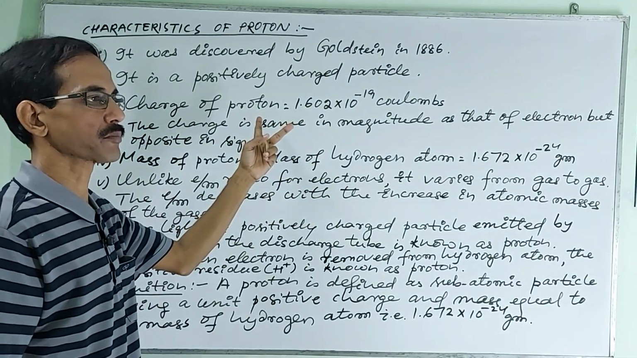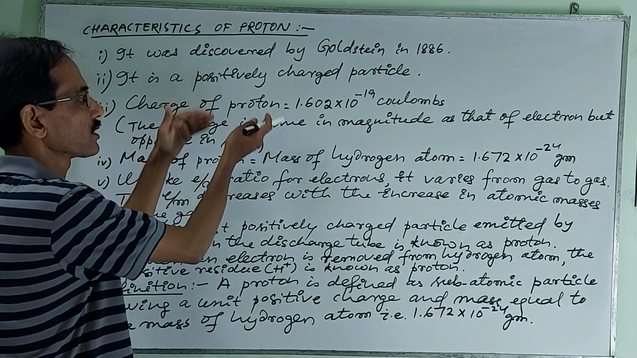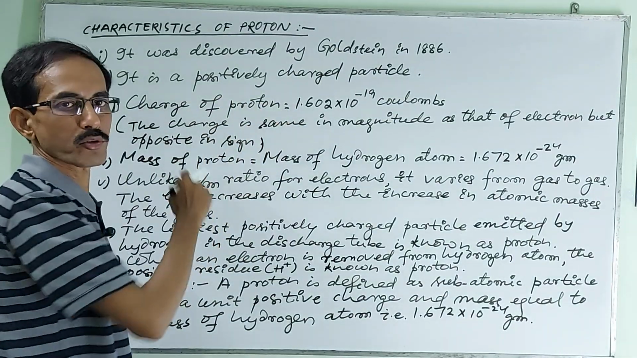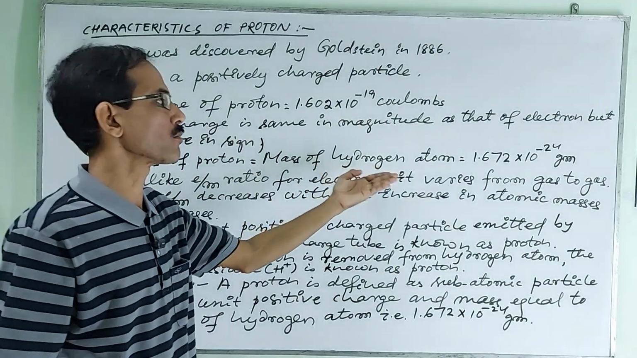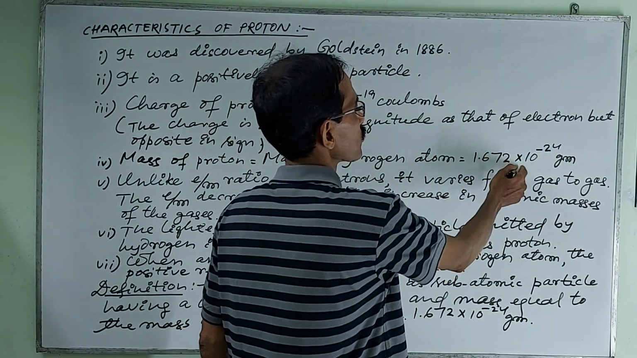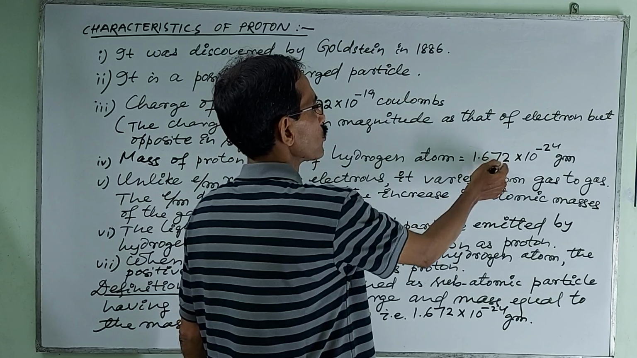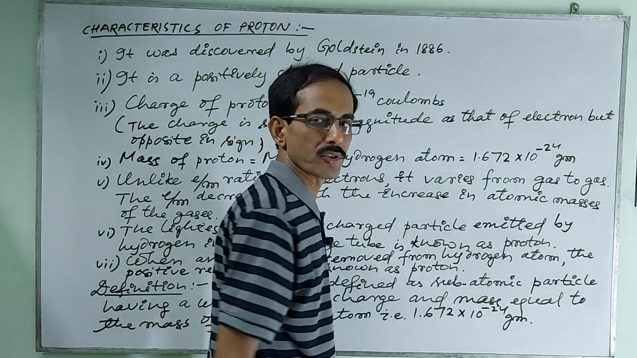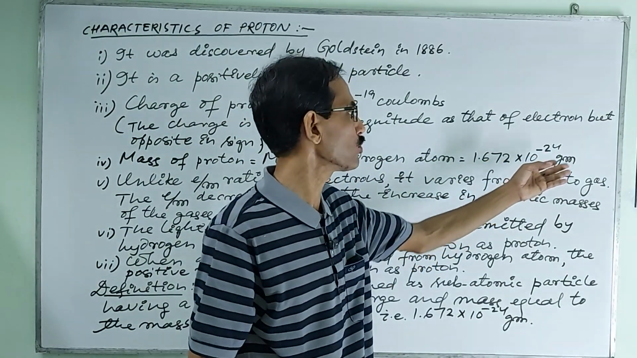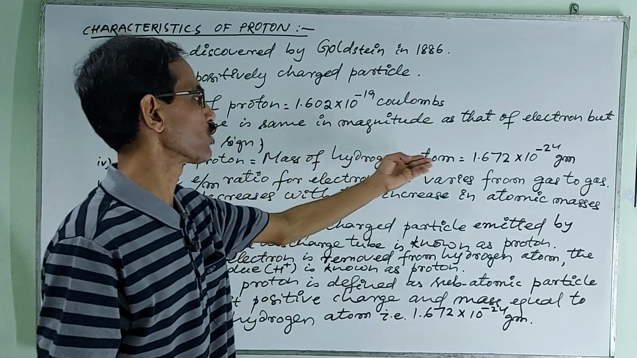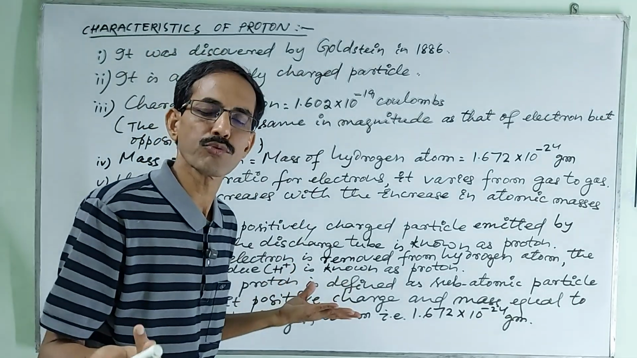The charge on an electron is negative and this is positive, but the magnitude of the charge of an electron is equal to that of a proton, with the opposite sign. The mass of a proton is equal to the mass of a hydrogen atom. In grams, it is 1.672 × 10^-24 gram. This means you divide 1.672 by 1 followed by 24 zeros, in grams. Otherwise, in terms of AMU, the mass of a hydrogen atom is 1.008 AMU, which is nearly equal to 1 AMU.